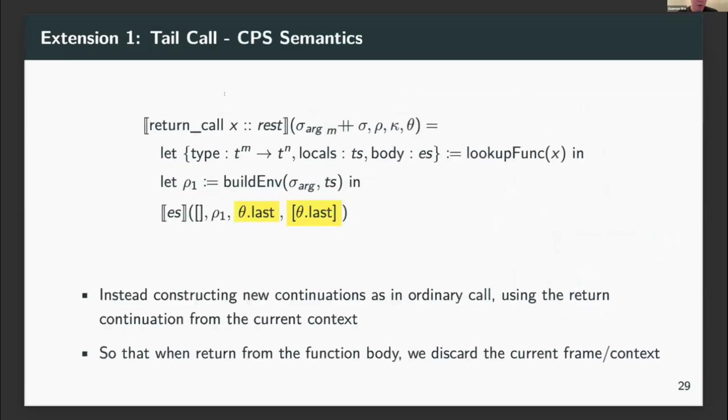With this idea, we can define the semantics pretty straightforwardly, just building on top of the existing semantics for call. Similarly, we get the function body ES here, and we build a new environment. But we don't need to construct a new continuation here because we know this is a tail call. We're not coming back to the rest of the instructions, but instead, we're directly going to return to whatever the current function is going to return to. That is the theta last continuation we already have access to. So in this way, we can just discard the current frame and context.